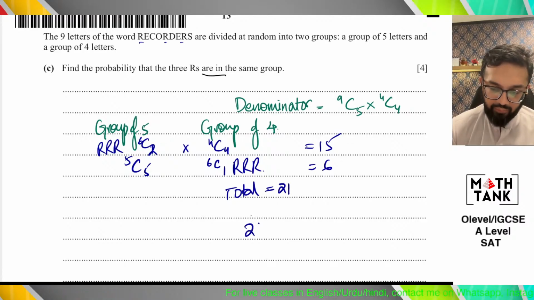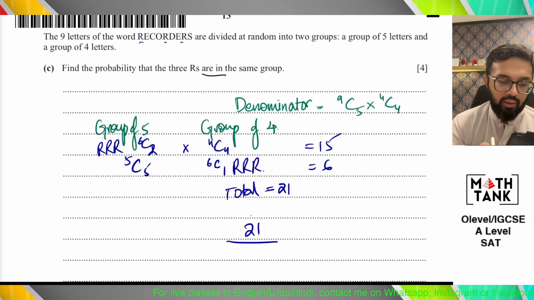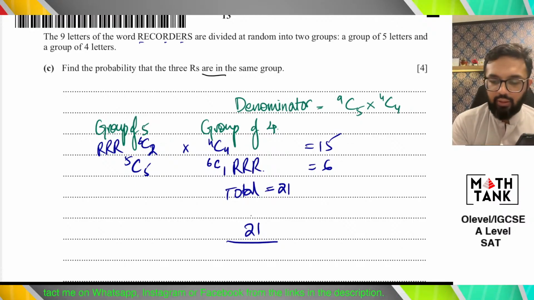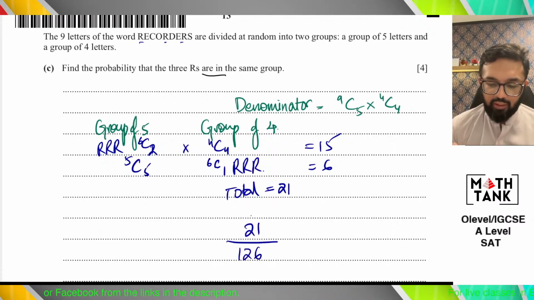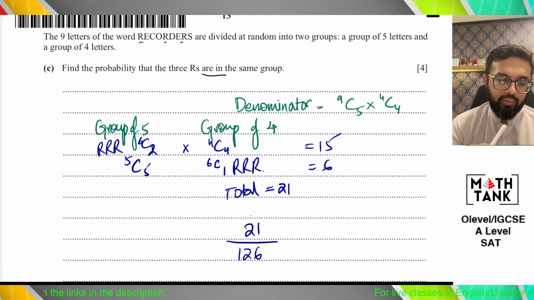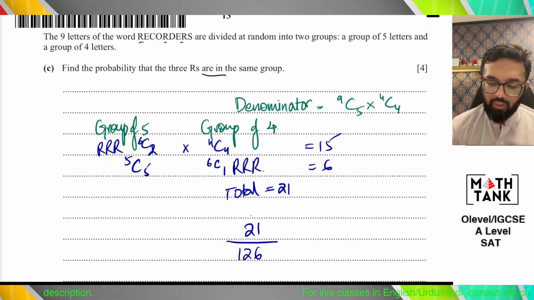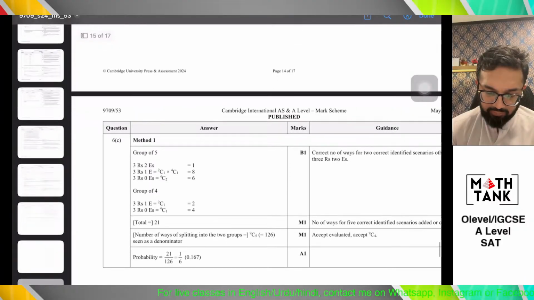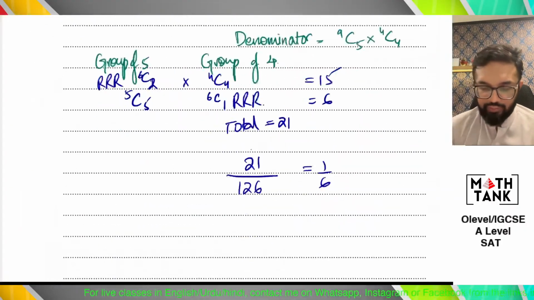And 21 out of what? 9C5, 126. 1/6. That is the correct answer.